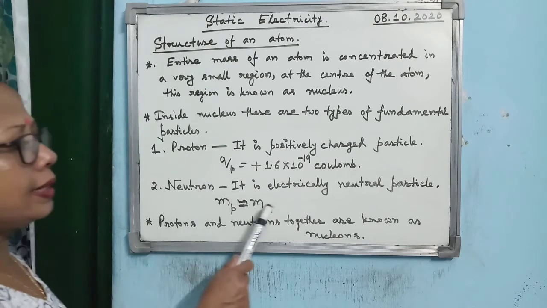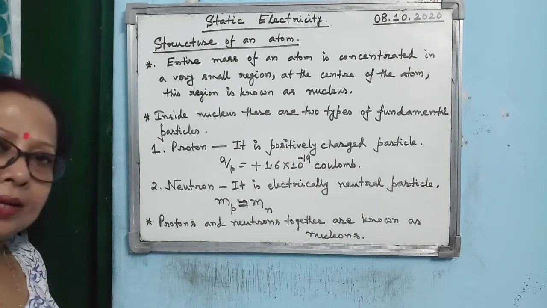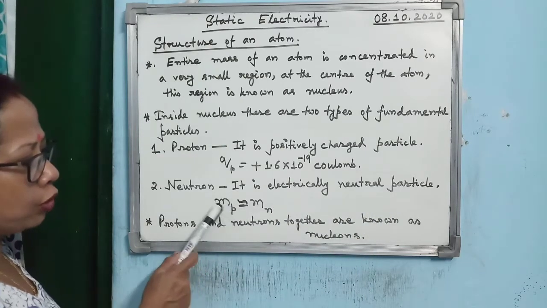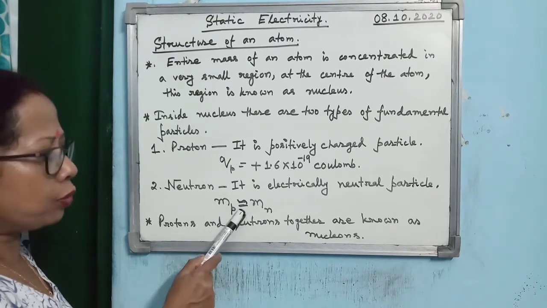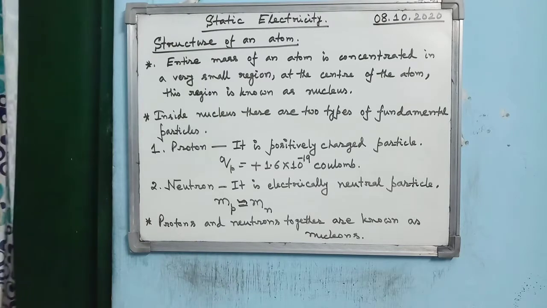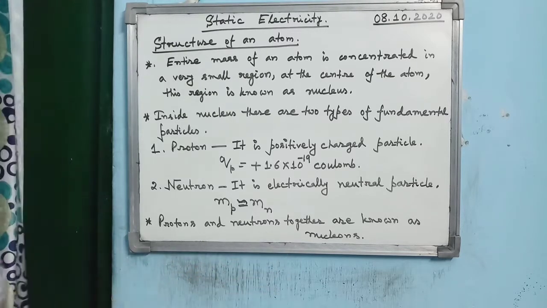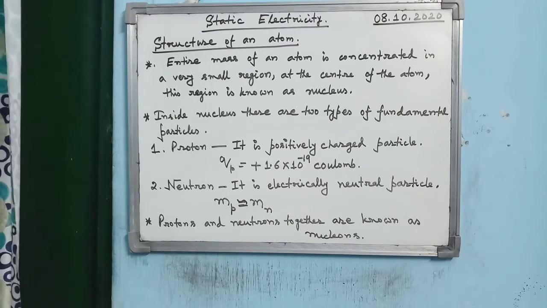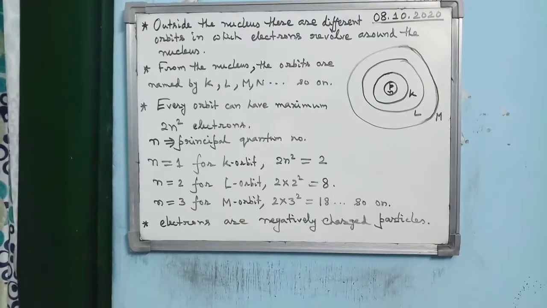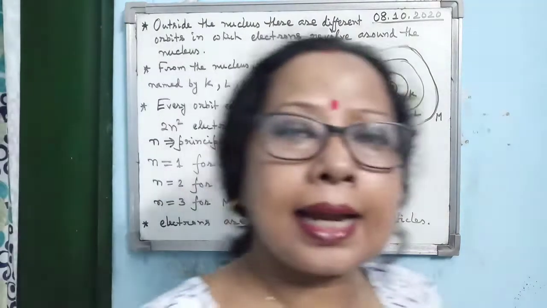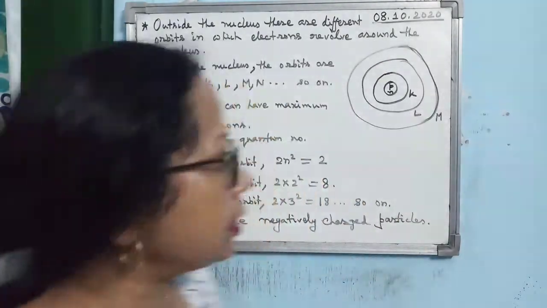Then the neutron is an electrically neutral particle. Another point is the mass of proton, Mp: M stands for mass and p is the subscript. So the mass of a proton is almost equal to the mass of a neutron, and protons and neutrons together are known as nucleons. Now, surrounding the nucleus of an atom, there are different orbits as shown here.